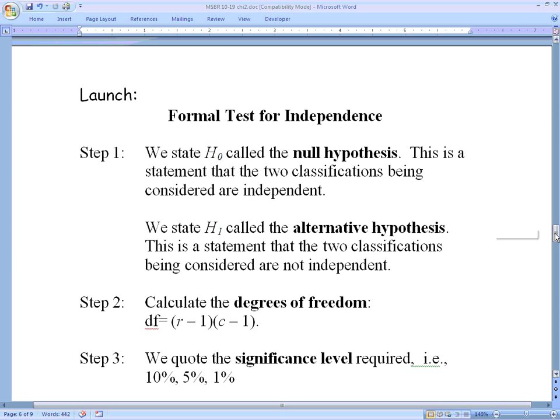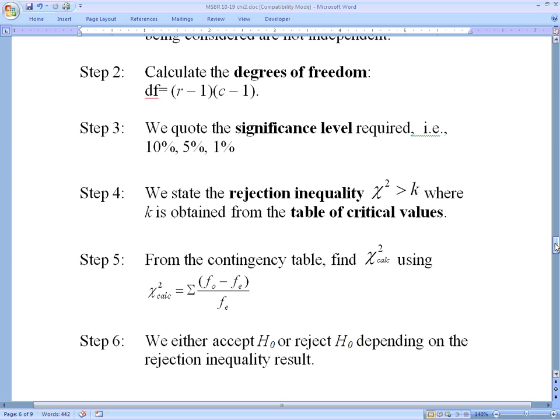That leads us to step 2. Step 2, we calculate what is known as degrees of freedom. Now, back in maybe Algebra 2, you probably did some studying with R and C. That may ring a bell as rows and columns. So for degrees of freedom, and that's what DF stands for, all you do is take the number of rows minus 1 times the number of columns minus 1, and you multiply those together.